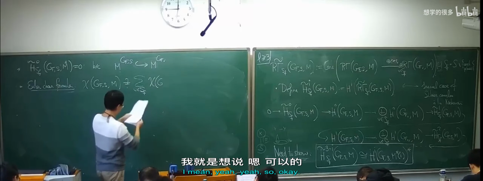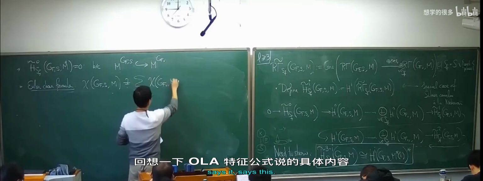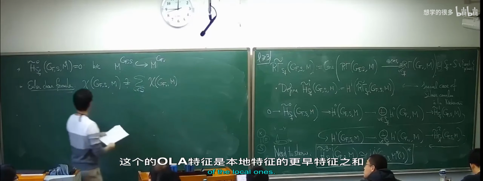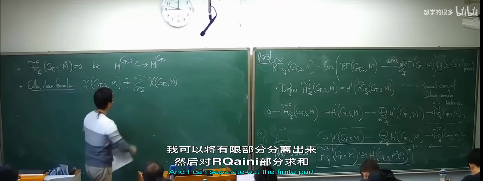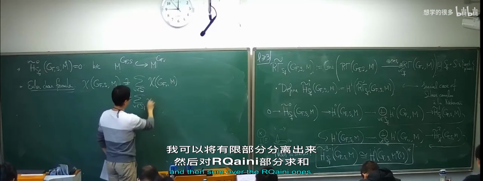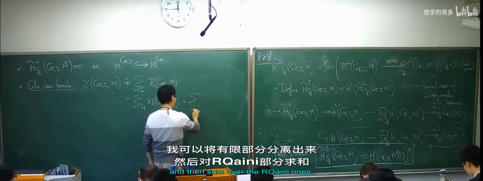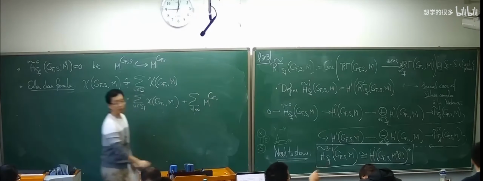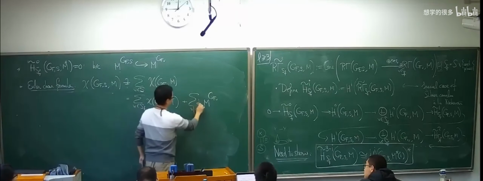Yeah. So okay. Recall the Euler characteristic formula says this. The Euler characteristic of this one is the sum of the Euler characteristics of the local ones. And I can separate out the finite part and then sum over the Archimedean ones. Oh, sorry, the dimension of this. Oh, excuse me, I mean the length, excuse me, of this thing.